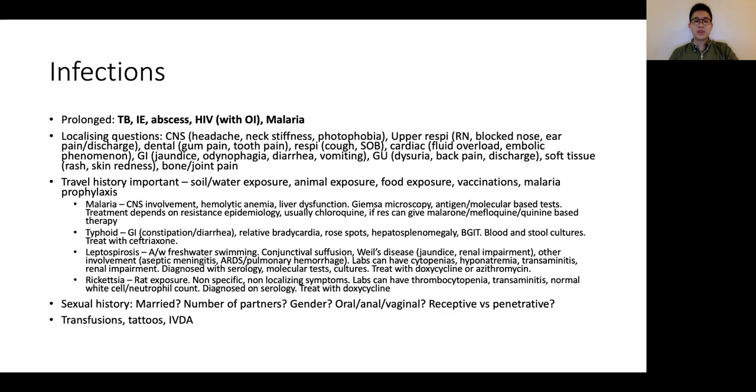And for travel history, it's important to ask about specific exposures such as soil and water exposure, animal exposure, food exposure, vaccinations, and appropriate malaria prophylaxis prior to travel to malaria endemic countries. So just a few infections to point out and some of their associated features.